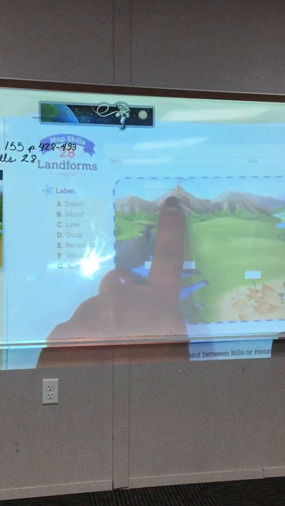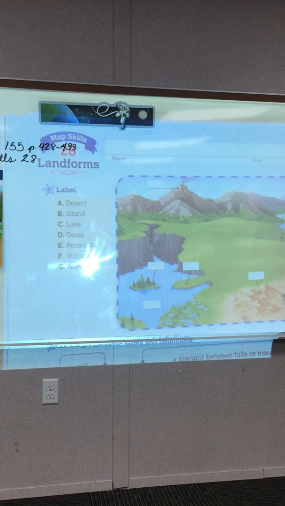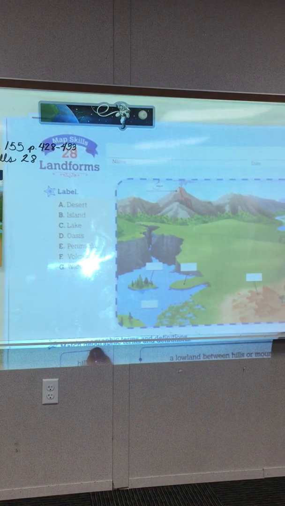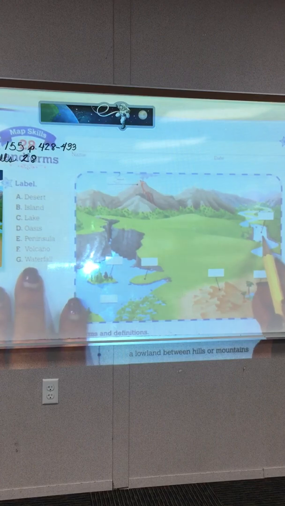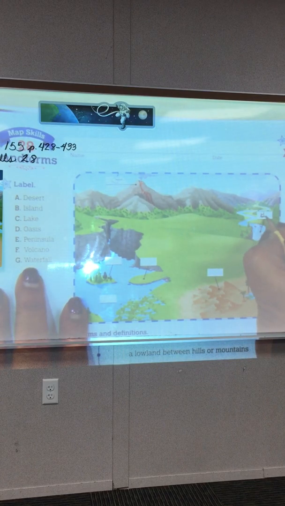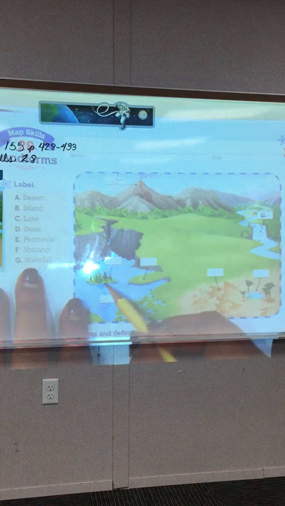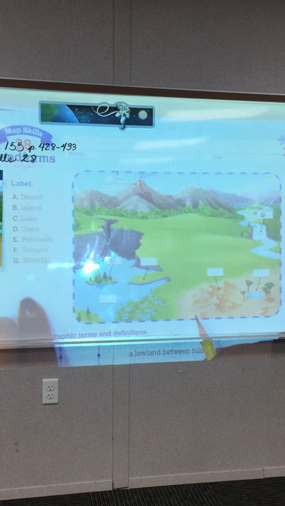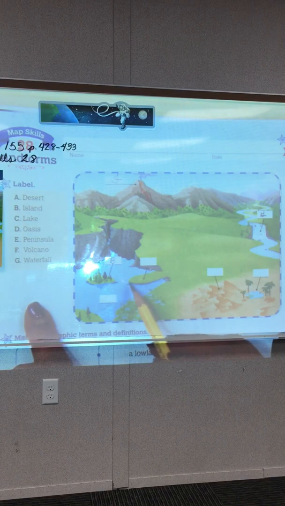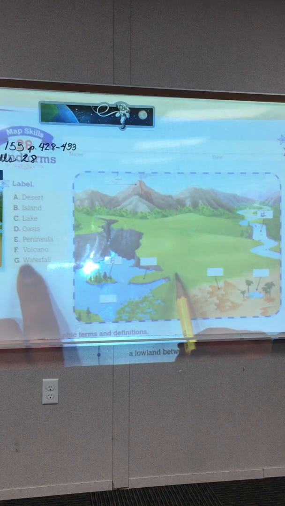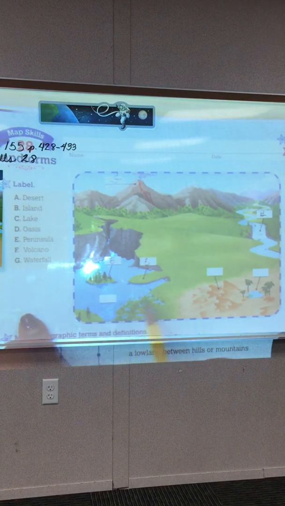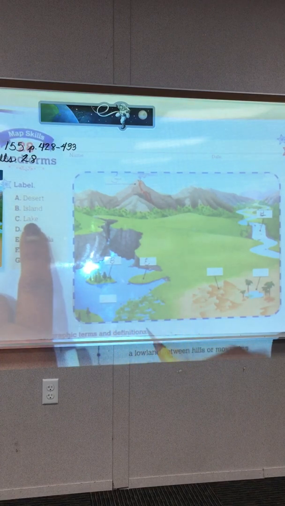So let's start up here. That would be a volcano, letter F. Right here, what is that? That would be a waterfall, letter G. Then I have here, land surrounded by water, that will be an island, and that will be letter B. Here I have land surrounded on three sides by water, but it's connected by land, and that is a peninsula, letter E. This is a body of water surrounded by land, and that is a lake.